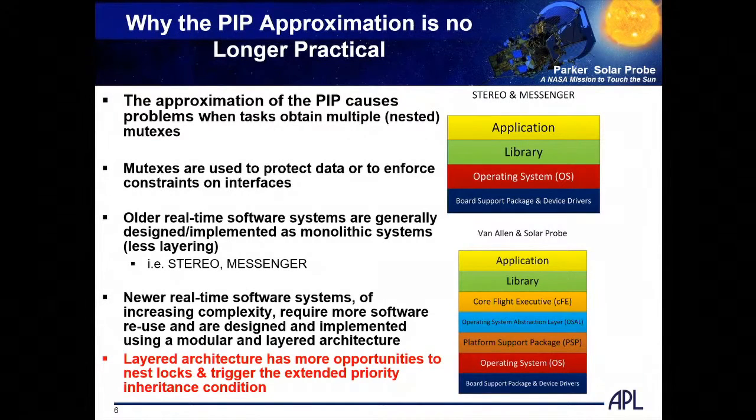The lower level operating system, libraries and applications, and that looks like good layering. But our systems now with Core Flight Executive have even more layering, and I contend that the more layering you have, the more likely it is that you're going to have nested mutual exclusion semaphores. So now we have on top of the operating system, platform support package, operating system abstraction layer, Core Flight Executive, and then finally your libraries and applications. So there are several additional layers involved now.